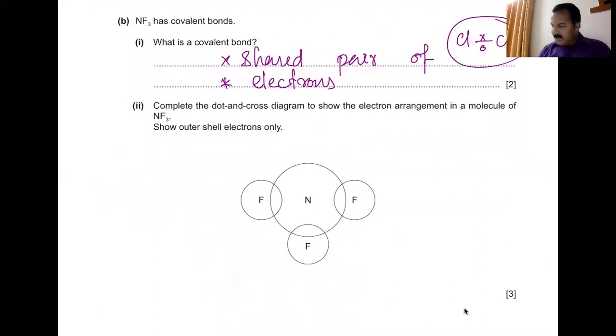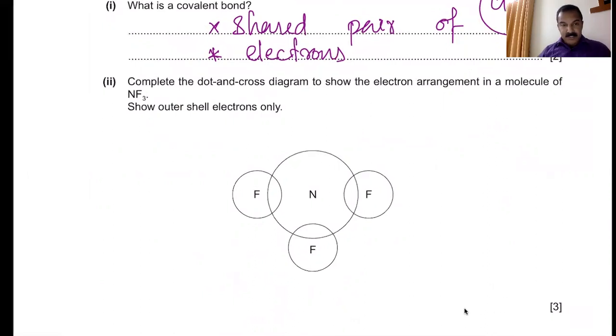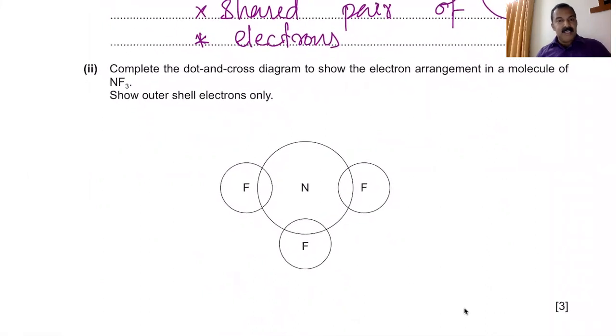Next one, a 3-mark question. Complete the dot and cross diagram to show the electron arrangement of a molecule of NF3. It's a covalent compound, NF3, nitrogen and fluorine, both non-metals. Show outer electrons only.